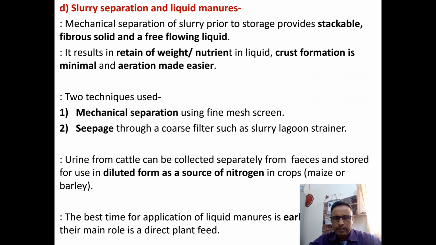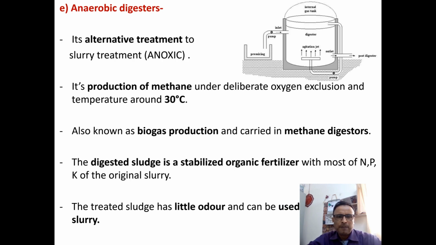Before application of slurry, there shall be a mechanical separation or seepage of slurry, so that the liquid material and the hard material can both be separated. The sludge material is the hard material, and the liquid material is the slurry material. This can be separated efficiently, and then the slurry can be used for application into the field.